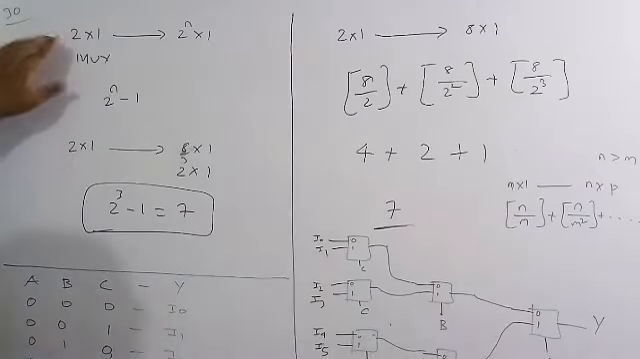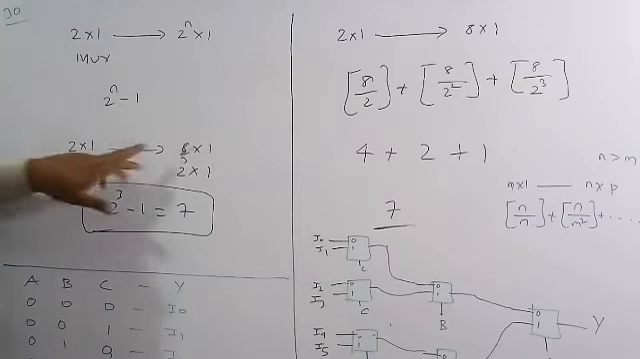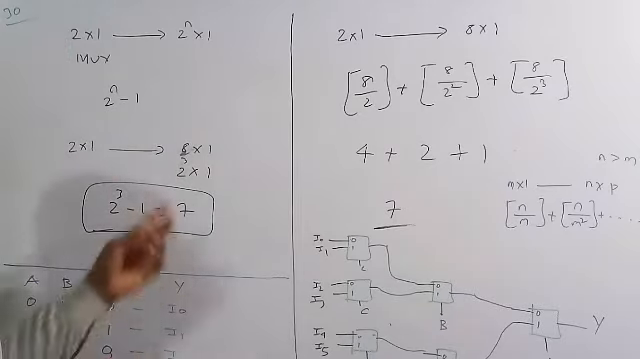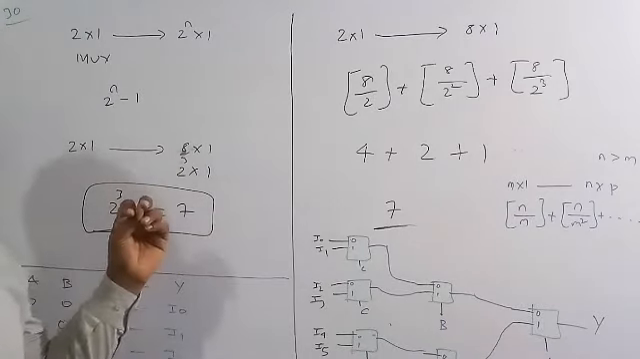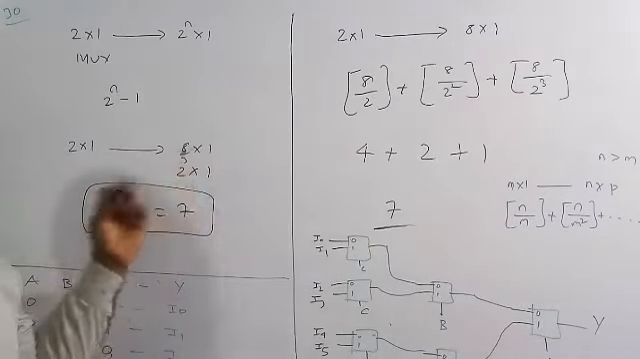So, in the question again: the number of 2 cross 1 muxes required to implement an 8 cross 1 mux. An 8 cross 1 mux can be written as 2 cube cross 1. Therefore, 3 control signals are required for this one.